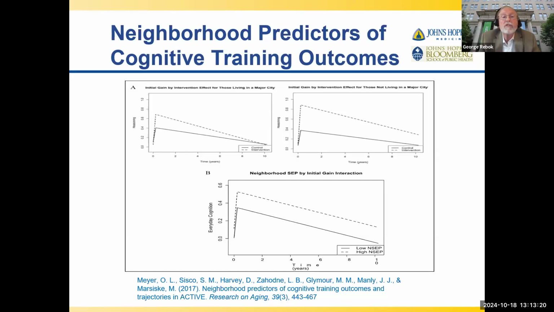And in the lower part of the slide here, you see neighborhood socioeconomic position with everyday cognition in speed of processing, both in the intervention group and the control group. Participants who had high neighborhood socioeconomic position made greater gains and maintenance of gains over time than those who were lower in socioeconomic position.